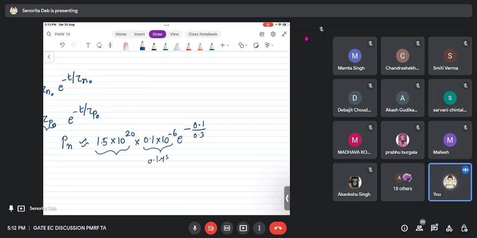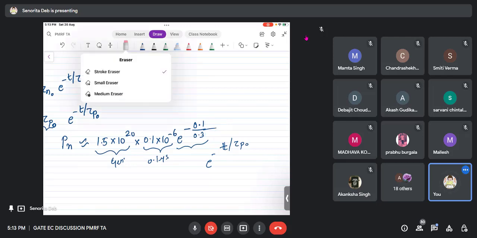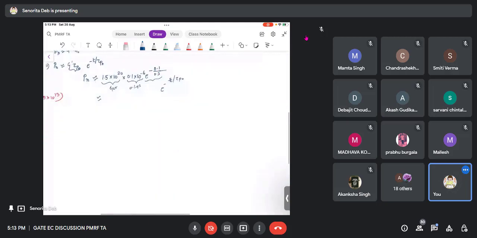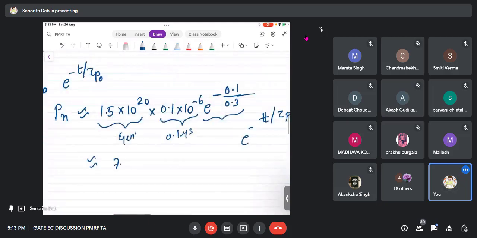This was the generation rate. Now if you see, it is e to the power minus t by tau p naught. t is given in microseconds, and tau p is also given in microseconds, so there is no need to write it like this, it is a waste of time. Writing 10 to the power minus 6 and all those things, you know both are in microseconds, they will cancel out anyway. If you now solve this, I think the first is the option, 7.47 into 10 to the power 11. Is this question clear, or should I repeat it?